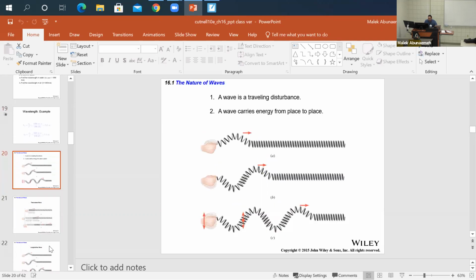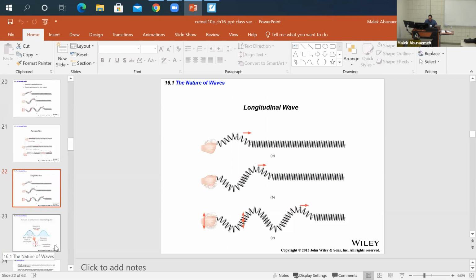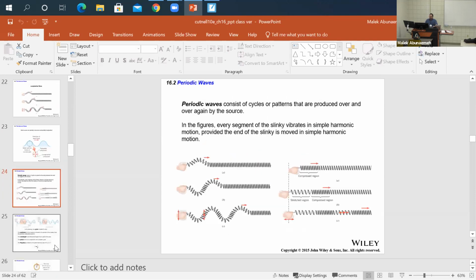So basically, that's what we defined a wave as. Your periodic wave consists of cycles of patterns that are produced over and over again by a source. In the figure, every segment of the slinky vibrates in simple harmonic motion, provided the end of the slinky is moved in simple harmonic motion. The left one is an example of a transverse wave, and this is an example of a longitudinal wave. This is the one we tried to draw in the beginning of the class.